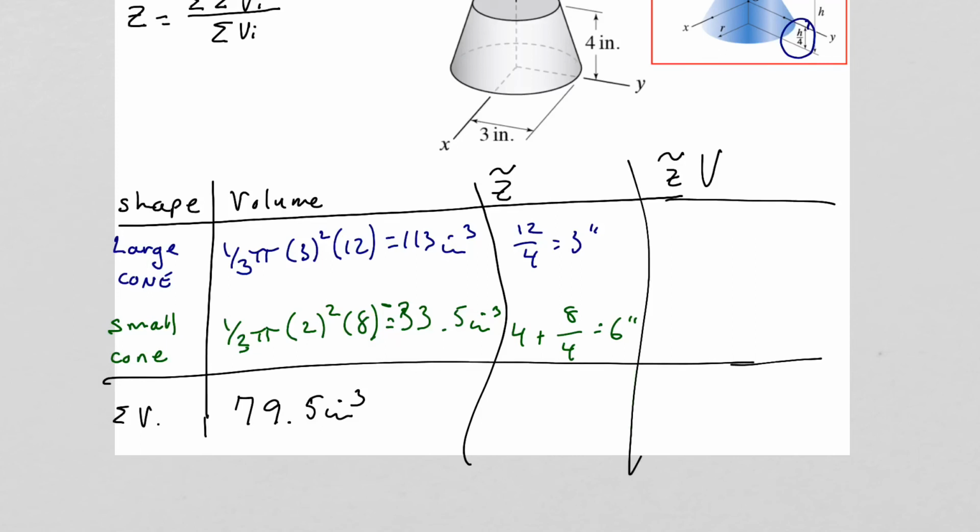Okay, so if we take the z tilde times the volume for the large one, we will get 3 times 113, or 339 inches to the 4th. And then for the small cone, we end up with a negative 201 inches to the 4th. If we add those up, we're taking the 339 minus 201, we get 138 inches to the 4th.